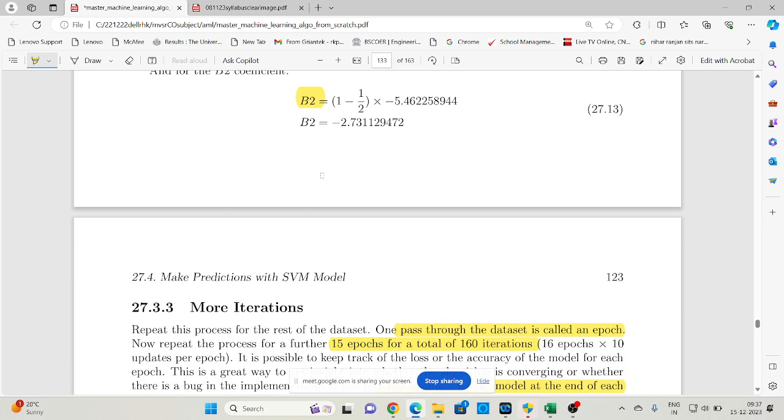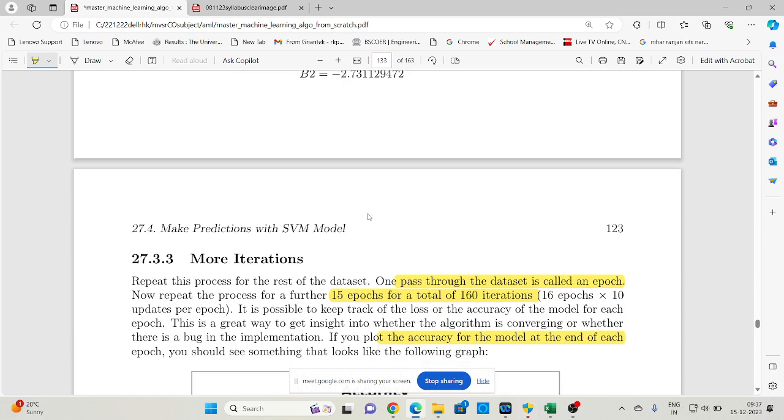This goes on for multiple iterations. You have to repeat this. One pass over the data set is called an epoch.